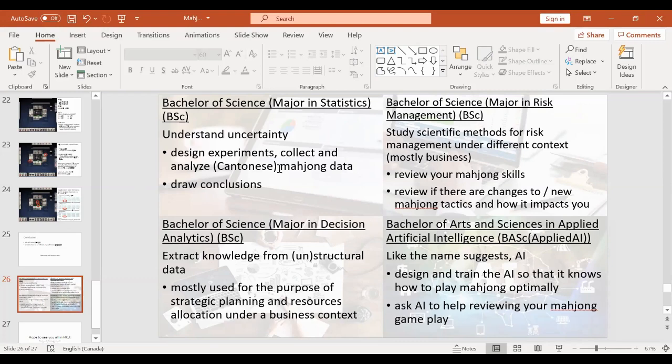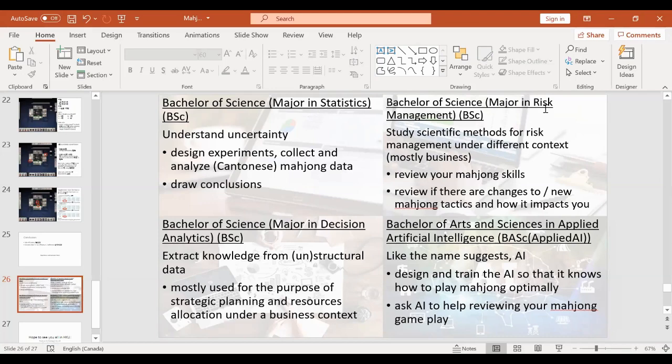Essentially, all these programs might fit under the context of the Mahjong we just discussed previously. For statistics, it is essentially about understanding uncertainty. Under the context of Mahjong, it would be, for example, designing experiments, collecting data, and analyzing the Mahjong data as well. And of course, we will try to draw some conclusions from it. All these things fall under the context of statistics.